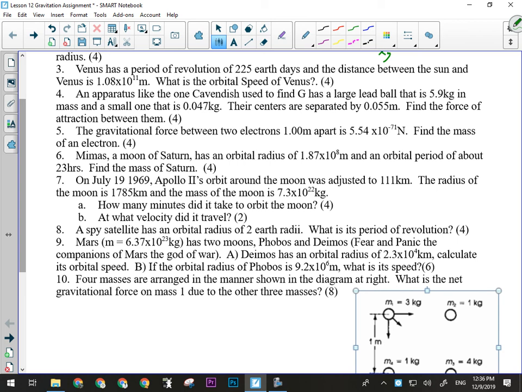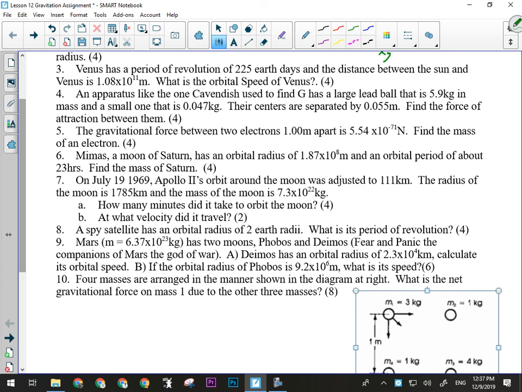For number 5, the gravitational force between 2 electrons, 1 meter apart, is 5.54 times 10 to the minus 71 newtons. They're looking for the mass of an electron. Now, just so you know, all electrons are identical. So this question is giving you the gravitational force between 2 identical particles. Think about that when you are solving for it.